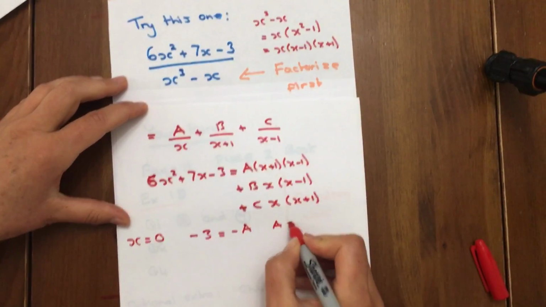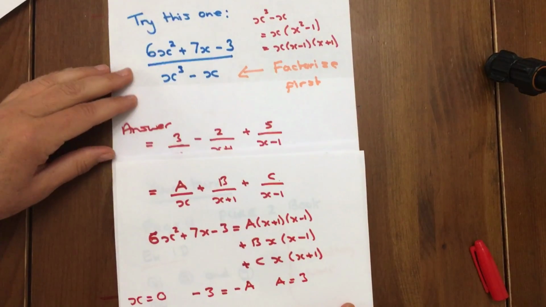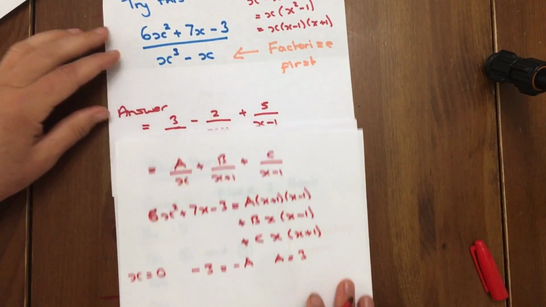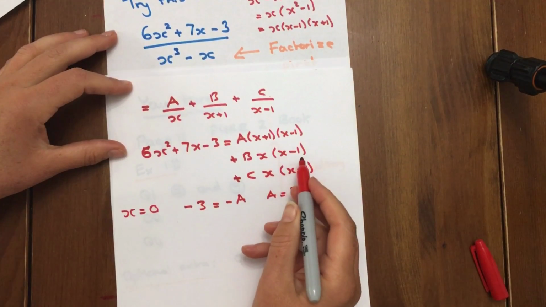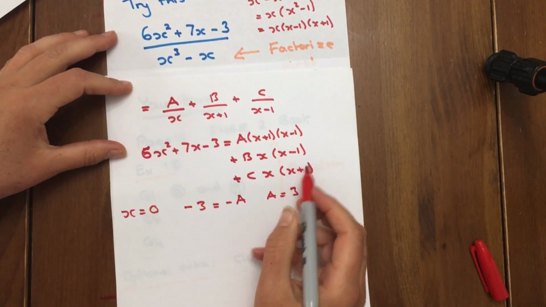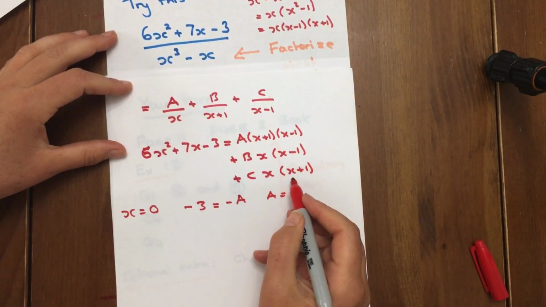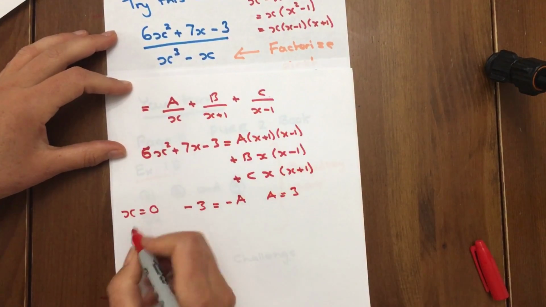So a is 3. Yep, I'm just checking that with my answer. Yep, that's correct. A equals 3. What value of x do I choose now? I'm going to choose x equals -1 to get rid of these two.